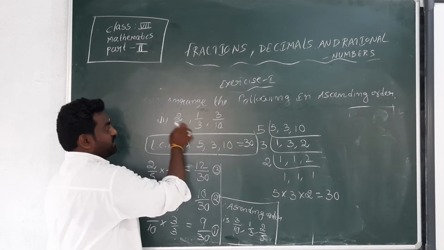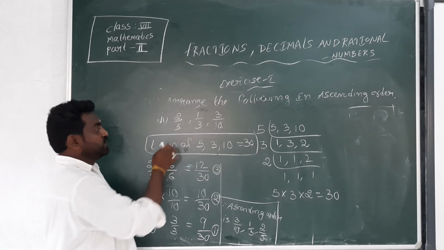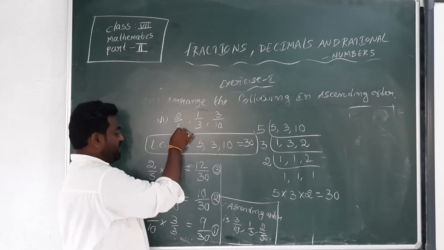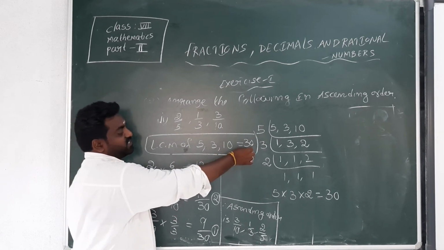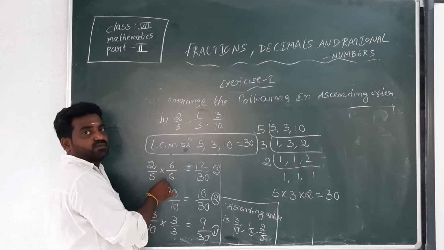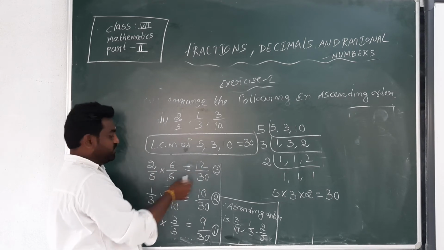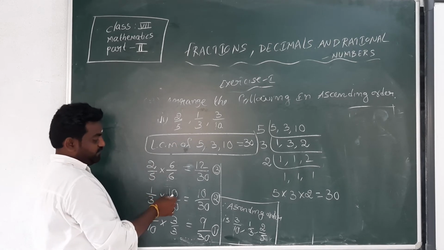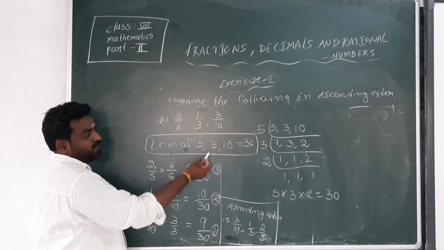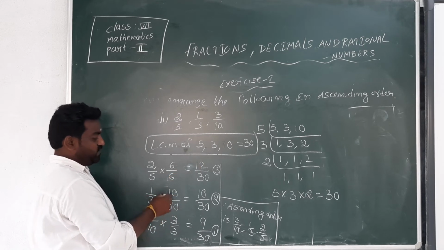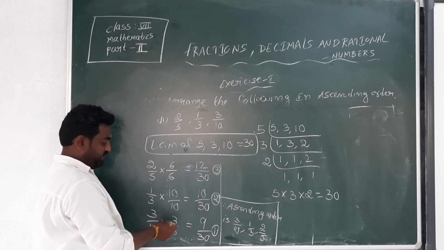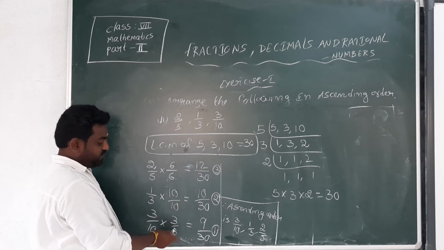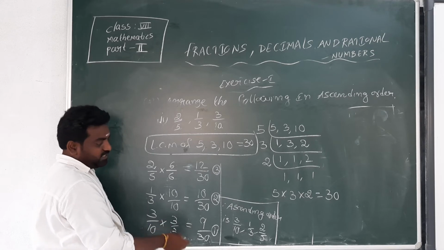Here the denominators are different, so we write them as equal denominators. 5 in 30, 6 times. So 2 by 5 into 6 by 6: 2 6s are 12, 5 6s are 30. Next 1 by 3: 3 in 30, 10 times, 1 by 3 into 10 by 10: 1 10 is 10, 3 10s are 30. Next 3 by 10: 10 in 30, 3 times, 3 3s are 9, 10 3s are 30.